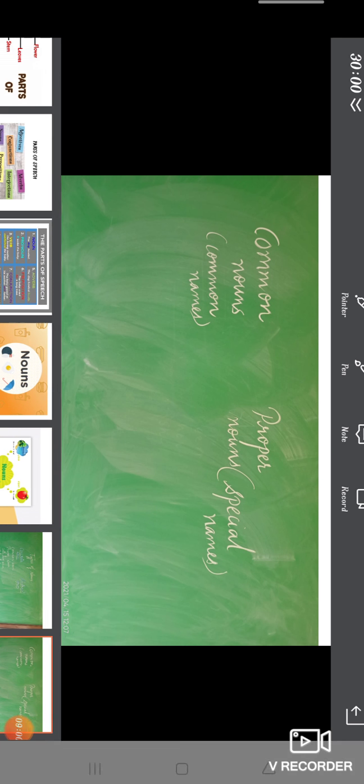Common nouns are also called common names, and proper nouns are called special names. Why am I telling you this? Because children, see here, there are always some common names. For example, if I say, one second, I'll just use the pen. Girl: for almost all the female gender, we call her a girl. Girl is a common word used for she, right? And boy for he. We know that. And we can say mother, teacher.